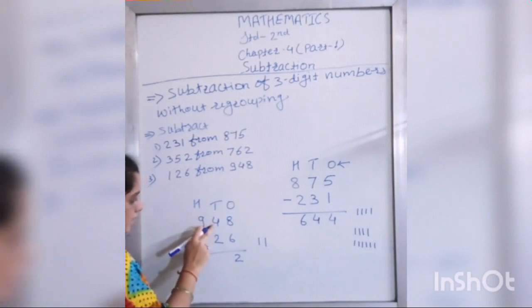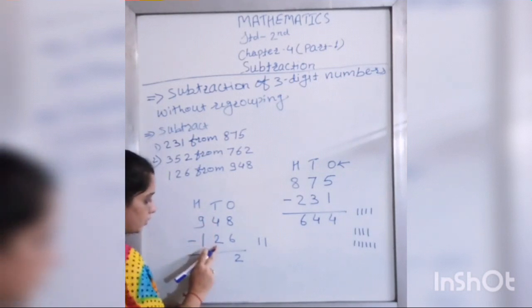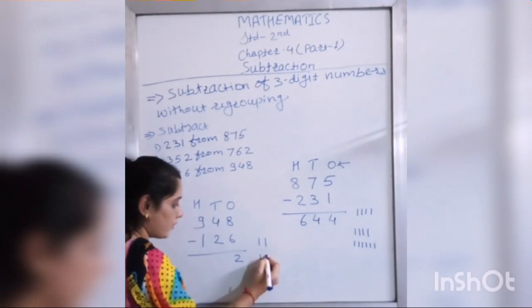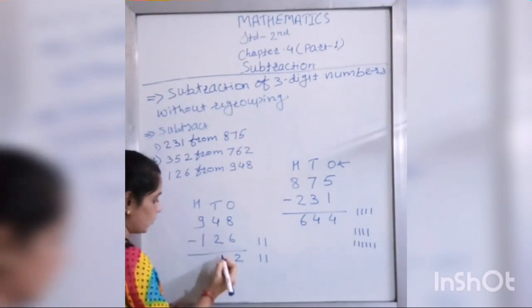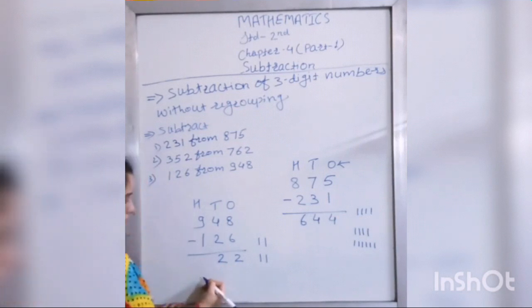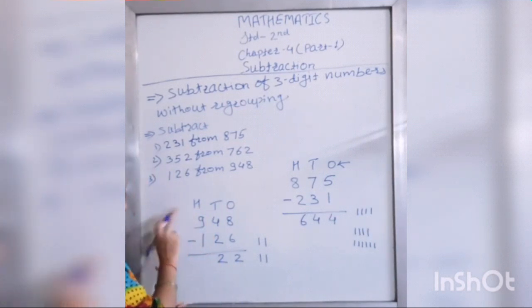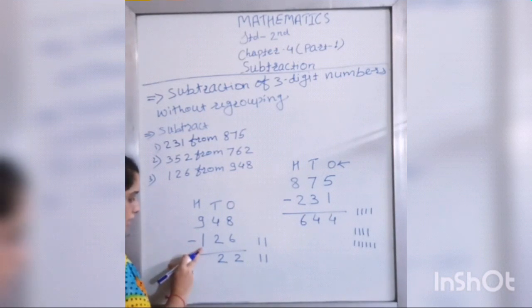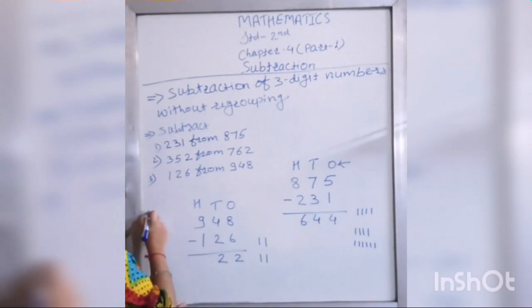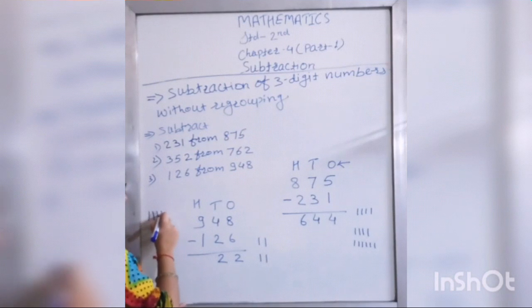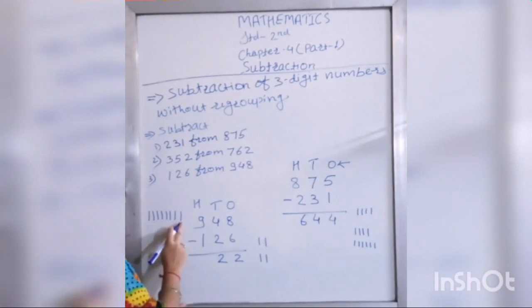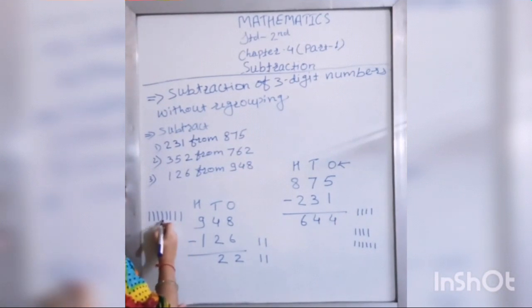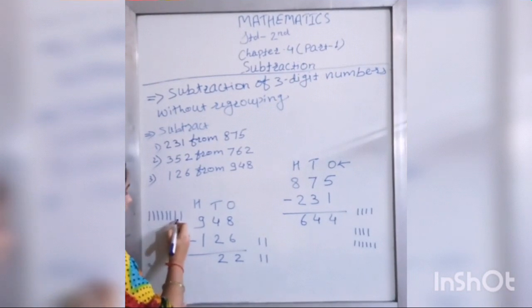Next, on the tens place the numbers are 4 minus 2. Count after 2: 3, 4. Count these lines. 1, 2. So 4 minus 2 is equal to 2. The numbers on the hundreds place are 9 minus 1. Start counting after 1 till we get 9: 2, 3, 4, 5, 6, 7, 8, 9. Count these lines. 1, 2, 3, 4, 5, 6, 7, 8.